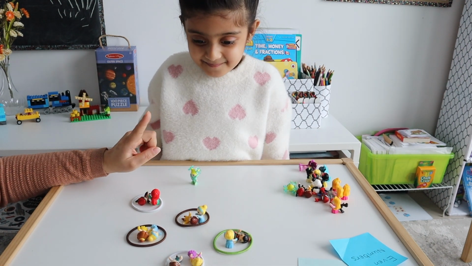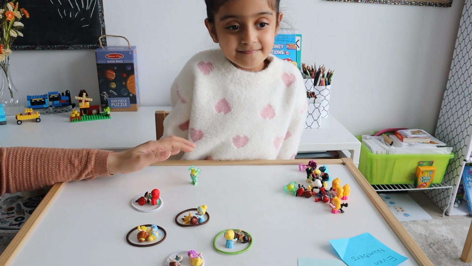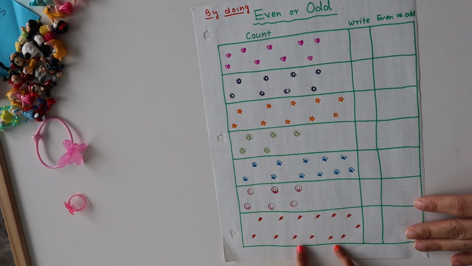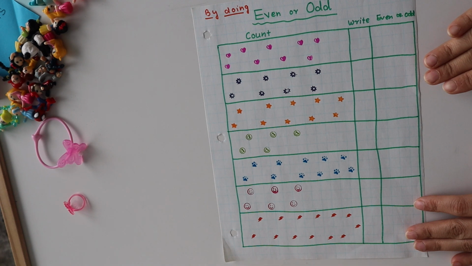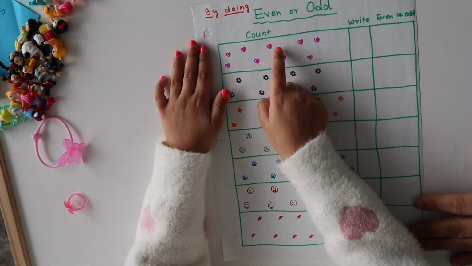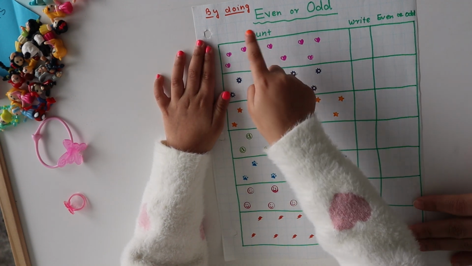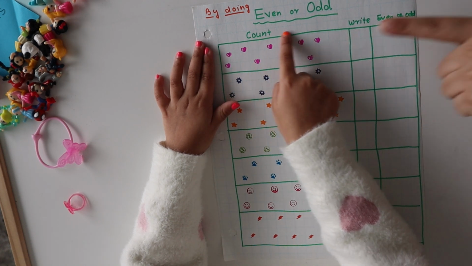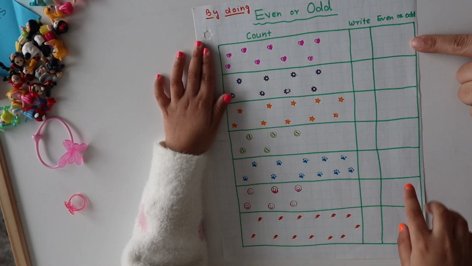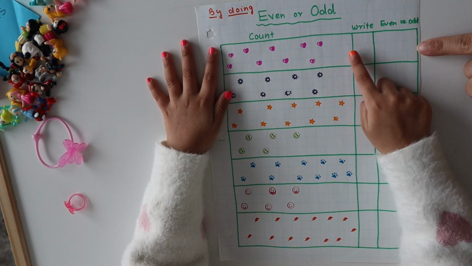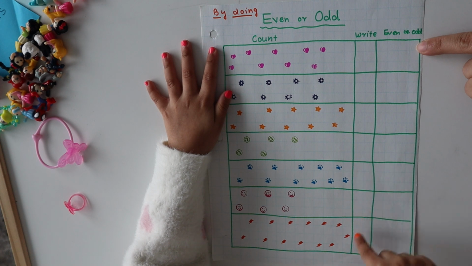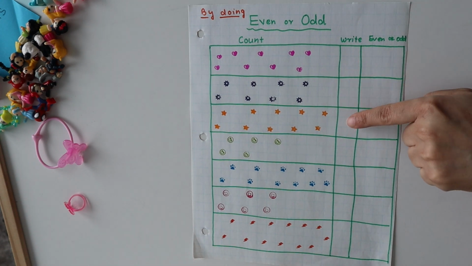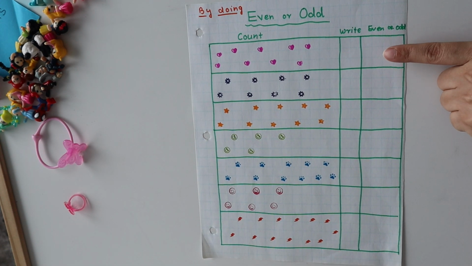So now we are going to do this on a worksheet. We are going to practice one worksheet for even and odd numbers. Let's keep them aside first. We are going to count and find even or odd. Here you have to count these, and we have to make their pairs. We need to write a number here, and here you have to write whether the number is even or odd.